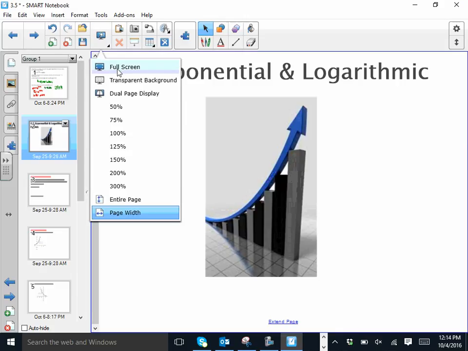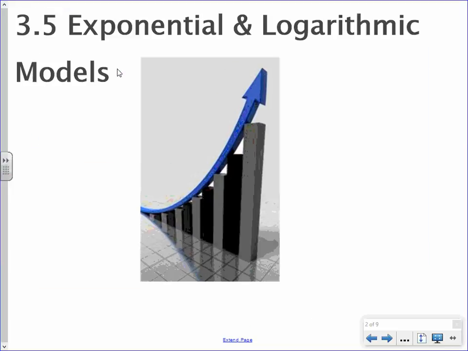All right, so this is the last section in chapter 3. We're really not going to learn a lot of new processes. It's more about what we've learned, applying it to models and real life situations. Okay?